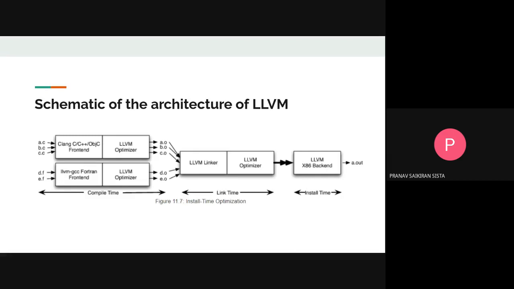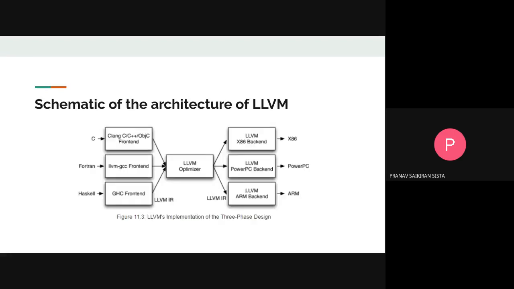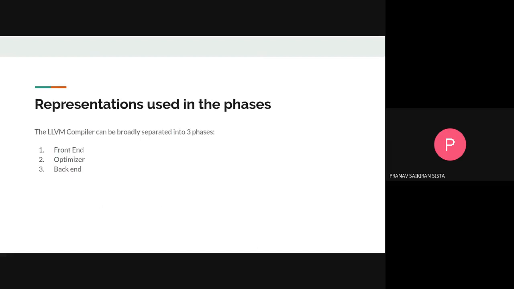So if we go back to the previous slide, we can see that this intermediate representation is sent to each and every single backend. So in this case, the same intermediate representation is sent to the x86 backend, the PowerPC backend, and the ARM backend. And each backend produces its own corresponding machine code. Now, Bharat will go into how each of these phases function.